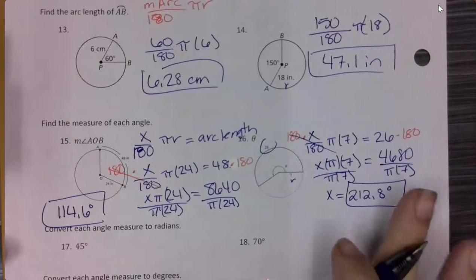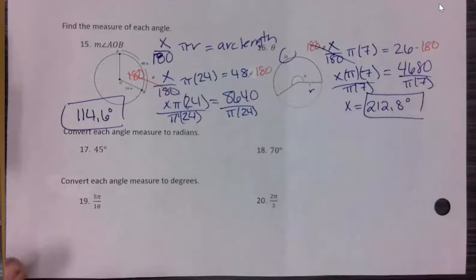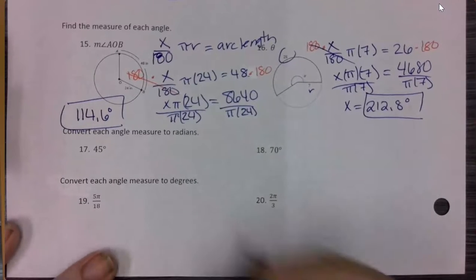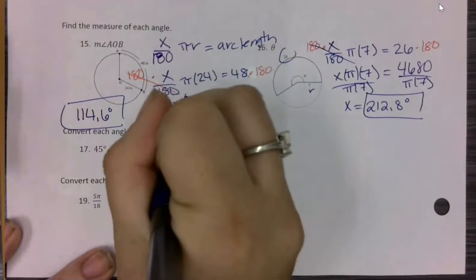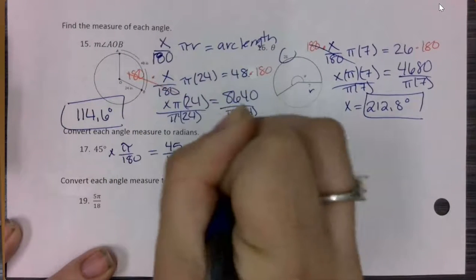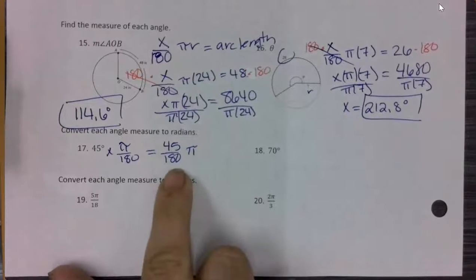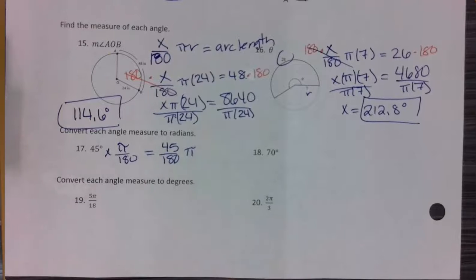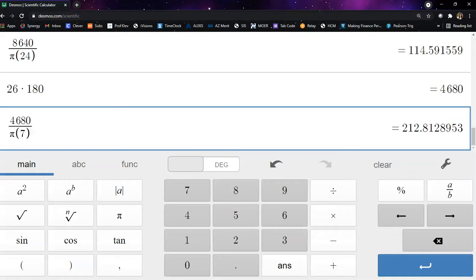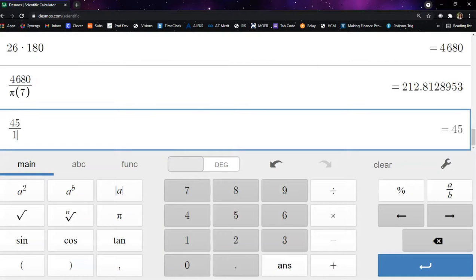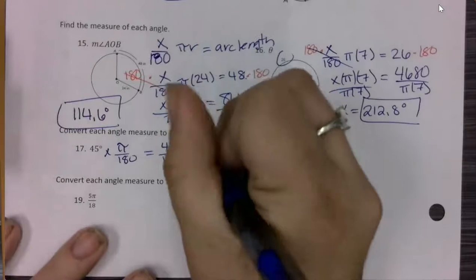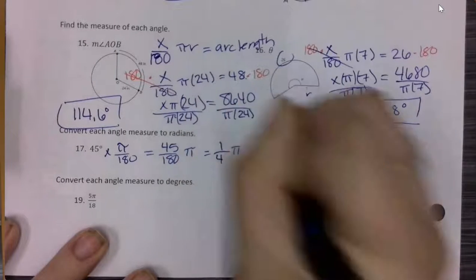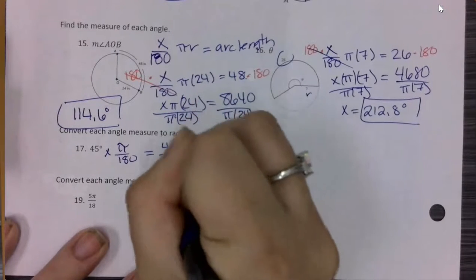On my last few problems, I want to convert angles to radians. This one I multiply by pi over 180. So what I do is I rewrite the fraction, so it's 45 over 180 pi. And then I just want to simplify this part, so I can go to Desmos. I had 45 over 180, and if I click the square over square, it'll turn it back into a fraction. So it's 1/4, which I can just rewrite as pi fourths.